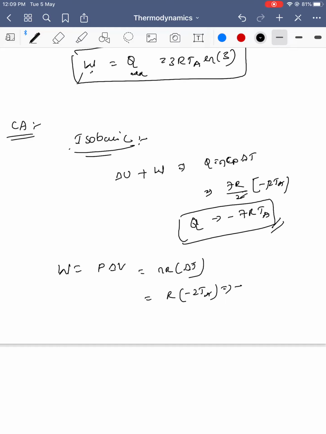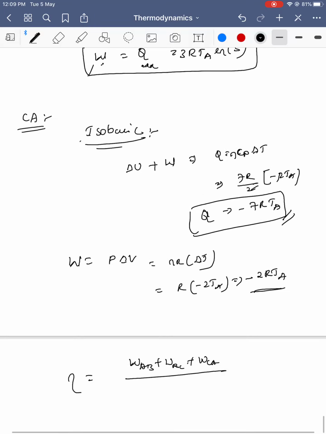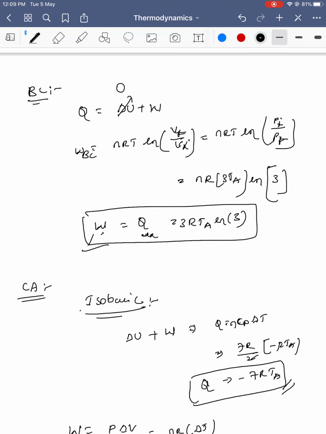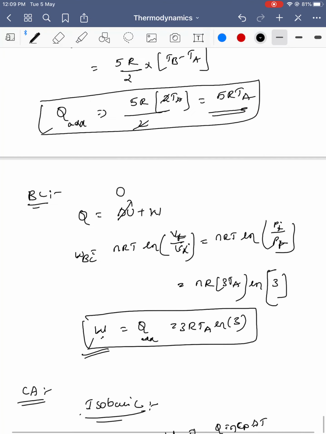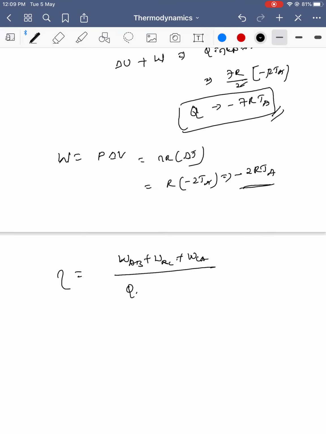So it is equal to minus 2RTA. So let's write efficiency. Efficiency is equal to total work done, so work done in AB plus BC plus CA, by heat added. What are the places heat is added? BC is added and AB also added. So work done, QAB plus QBC.